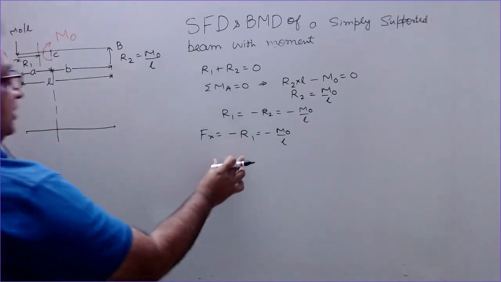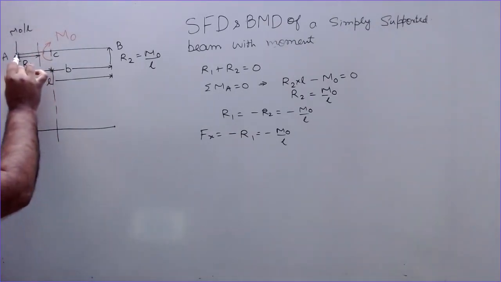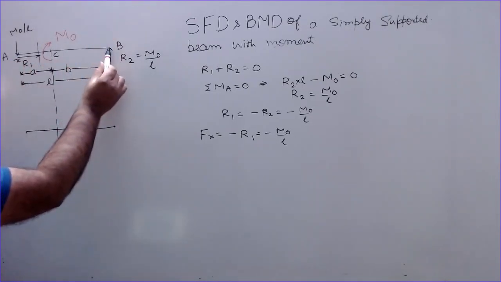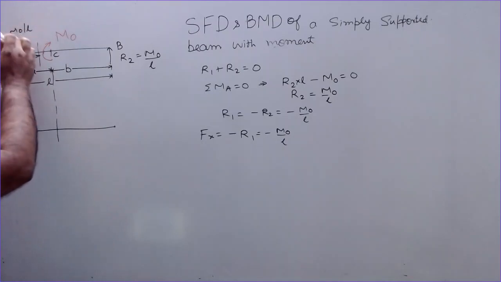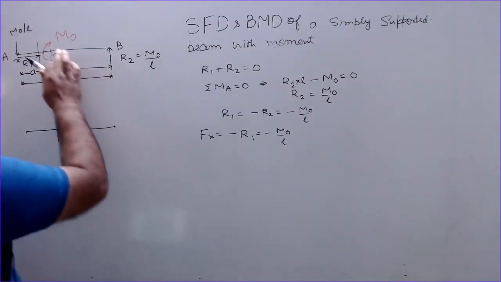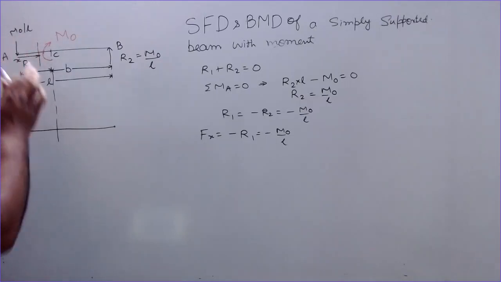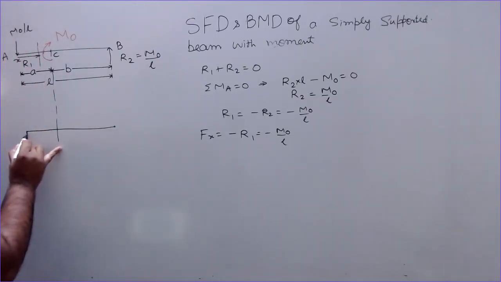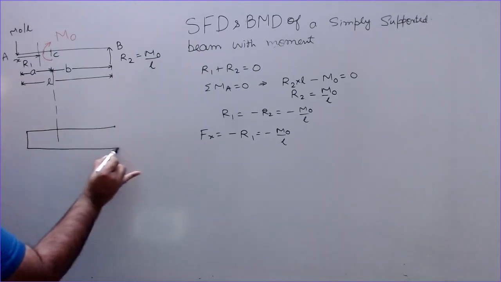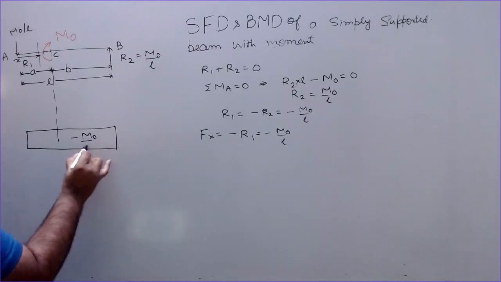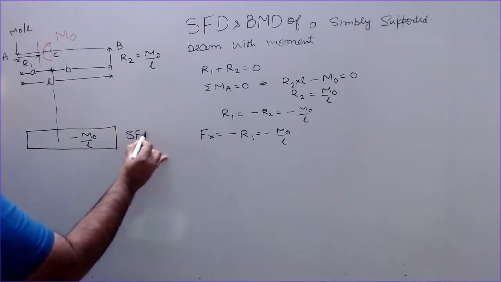So this is negative. Now for the entire beam there is no load. If I consider this point, then just towards this there is only one load and moment. So for shear force we have to consider only the load and not the moment. So shear force is constant for the entire section, remains negative, and this is minus M0 divided by L. This is the shear force diagram.